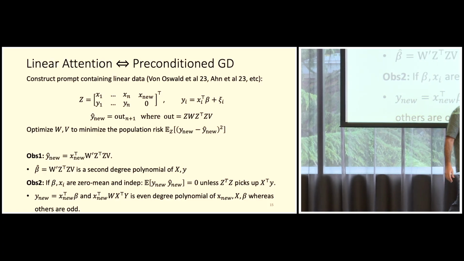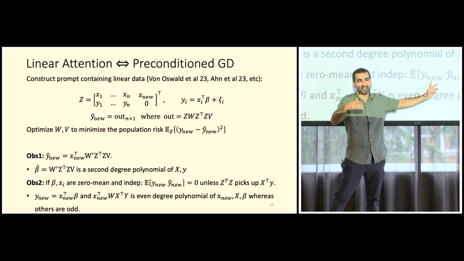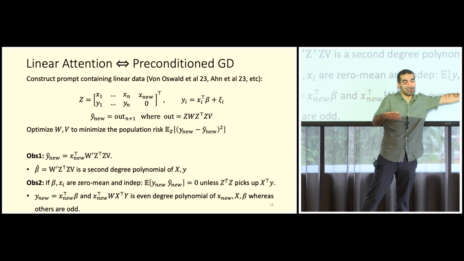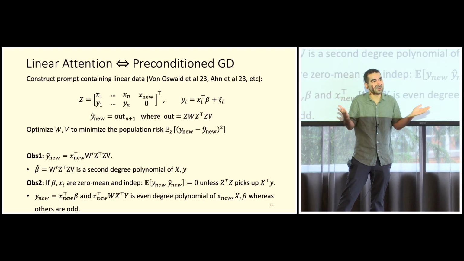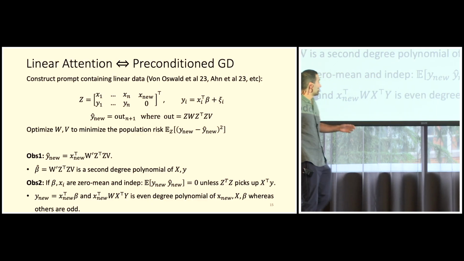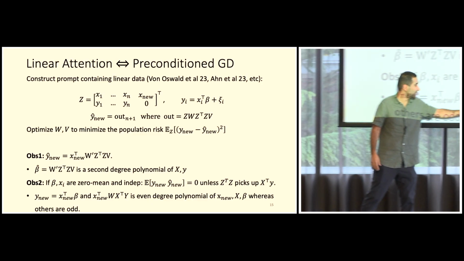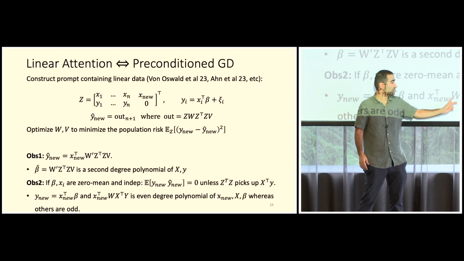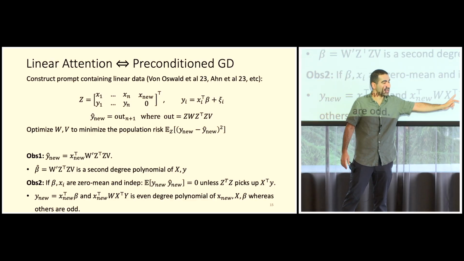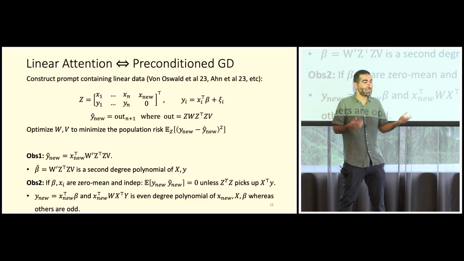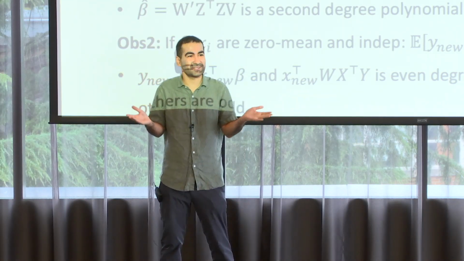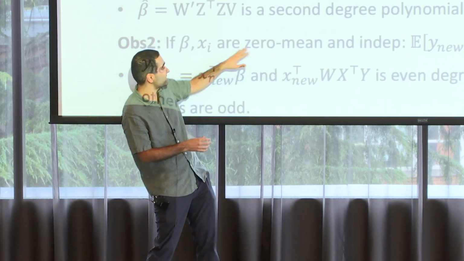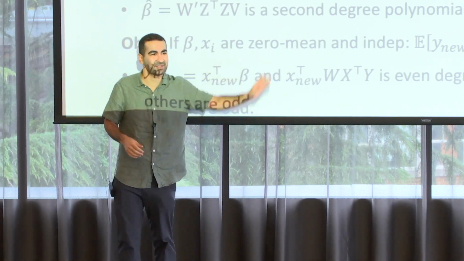So this means that y new is a second moment, because y new is beta transpose X, a second degree polynomial of beta and X. So y hat new should also be an even degree polynomial, right? If you use X new transpose X transpose Y, this is a fourth degree polynomial, because it is X beta, fourth degree. Whereas if you use X new transpose X, it is useless because it is a third degree polynomial. You will not get a prediction, under the assumption that the Xi's and everything are zero mean and independent.